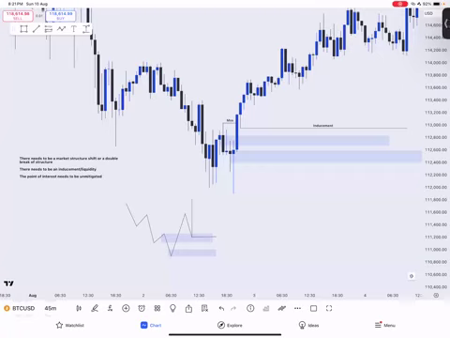Mitigation means price touching a point of interest or tapping into a point of interest after there has been a market structure shift or a double break of structure. You cannot have mitigation without there being a double break of structure or a market structure shift. That's not a proper mitigation. So mitigation should only happen when there has already been a market structure shift or a double break of structure.